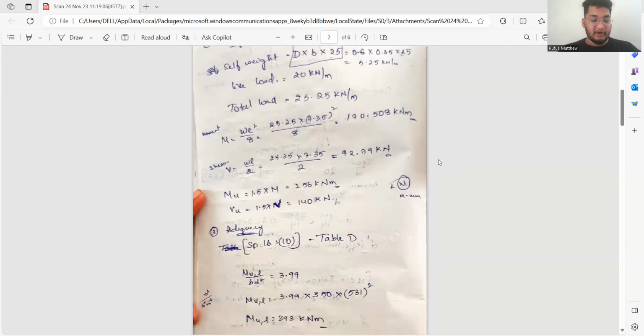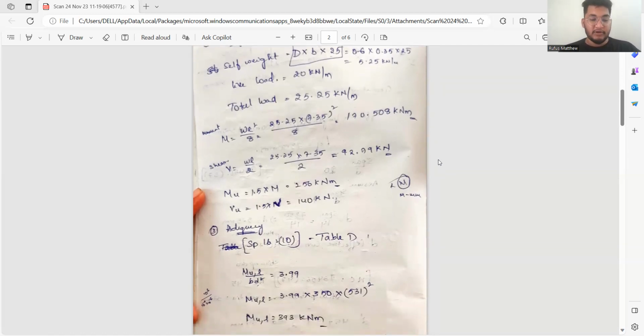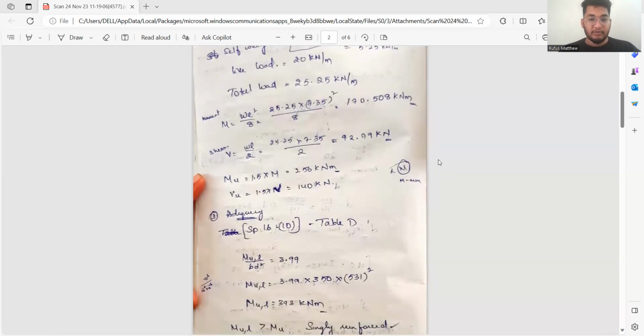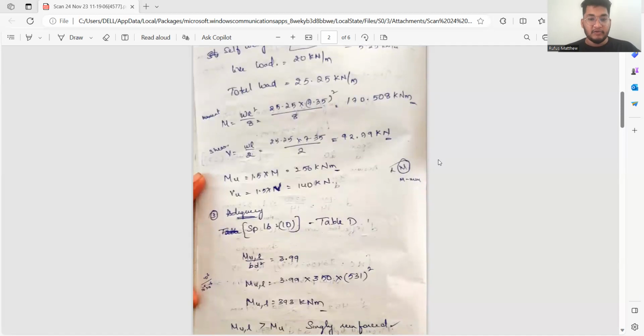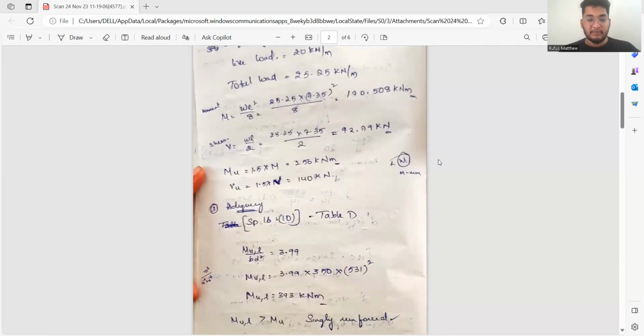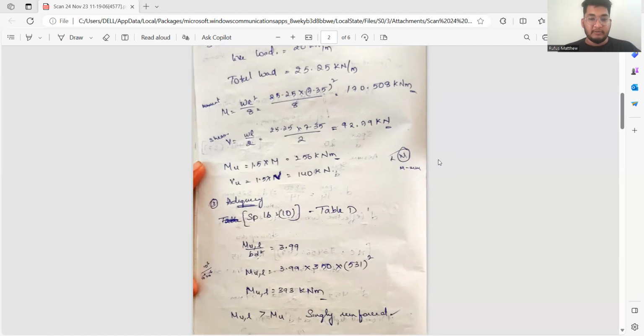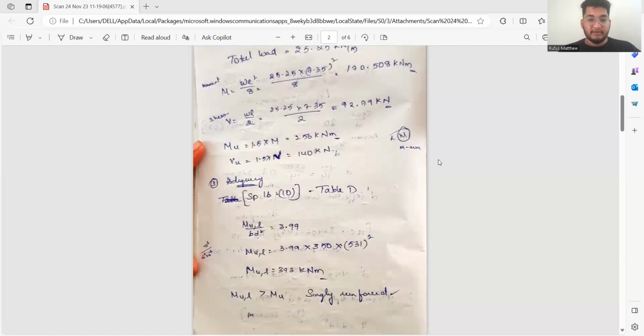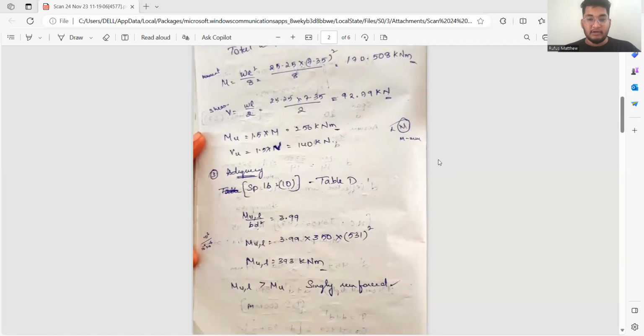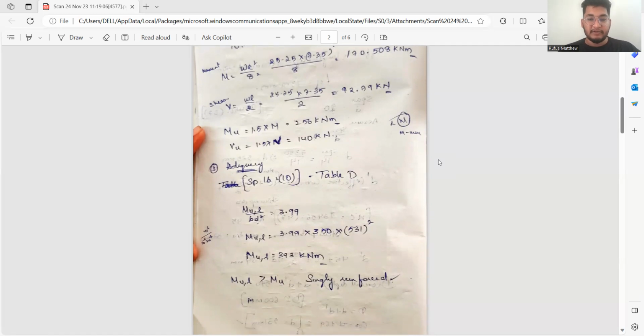Then we find the moment, M equal to WL square by 8, equal to 25.25 into 7.35 whole square by 8, equal to 170.508 kilonewton meter is the value which we get. Then we find the shear, V equal to WL by 2, which is 25.25 into 7.35 by 2, equal to 92.79 kilonewton is the value which we got.